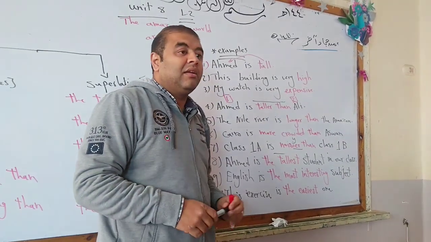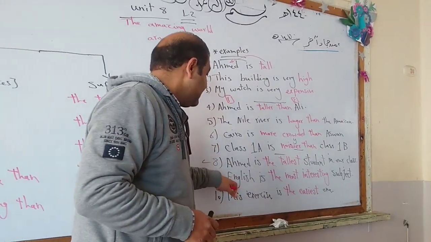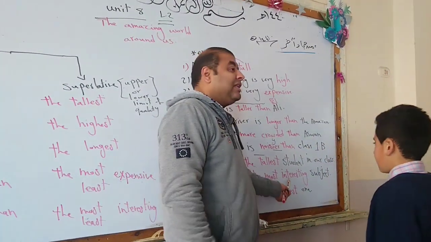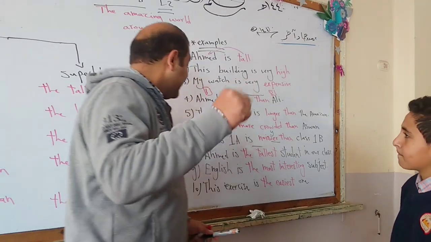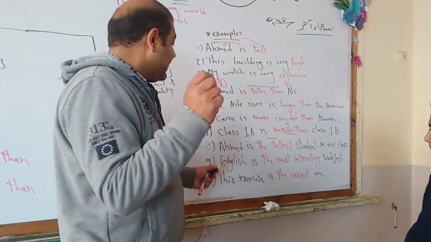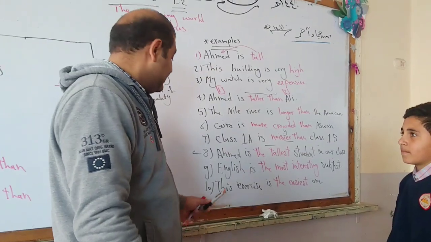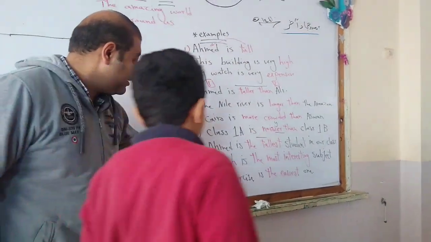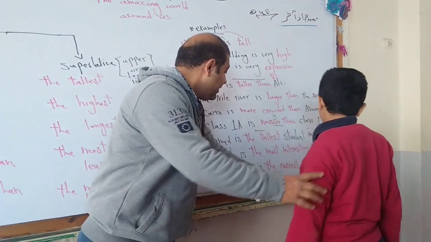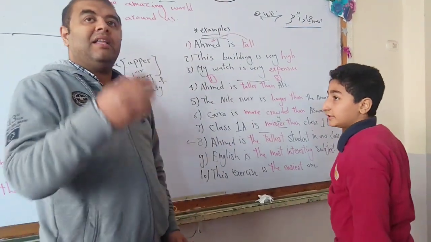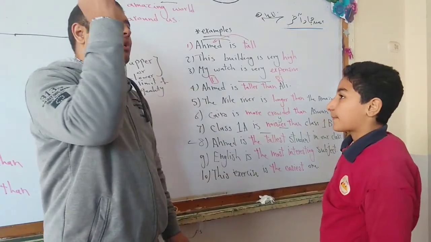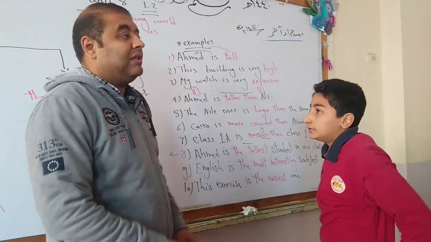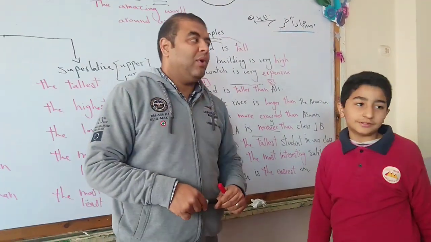Number 9. Yusuf. English is the most interesting. The most interesting. It's a long syllable adjective, so we use the most. We can say science, for example. Science is the least interesting. The least. Yes. Number 10. Yes, Eid. This exercise is the easiest. The adjective easy ends in Y, so we change the Y to IEST to make superlative adjectives. I hope you understand. Thank you.